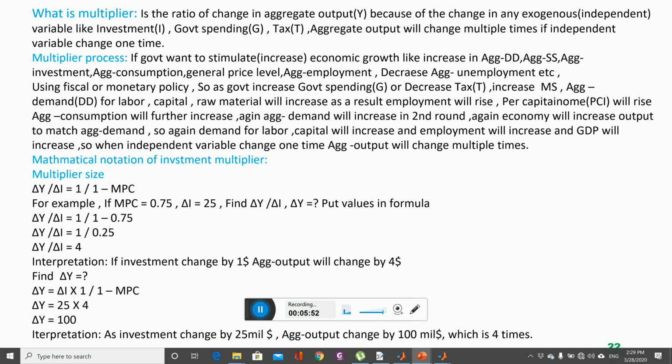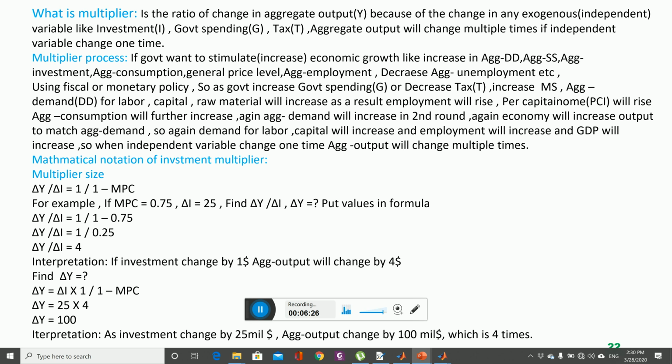So automatically we will consume more. When we are consuming more, we are further demanding. Further aggregate demand is increasing. When further aggregate demand increases, the economy will try its level best to increase more output. To increase more output, again the government will invest more. Demand for labor and capital will further increase. Further jobs will increase. Further employment level will increase. In the second round, again our income, per capita income will increase. Again consumption will increase.